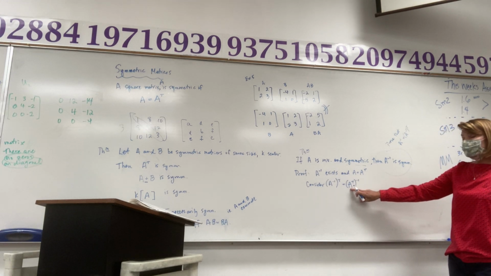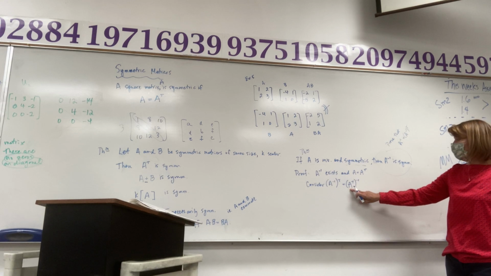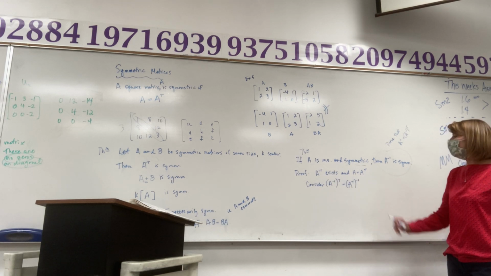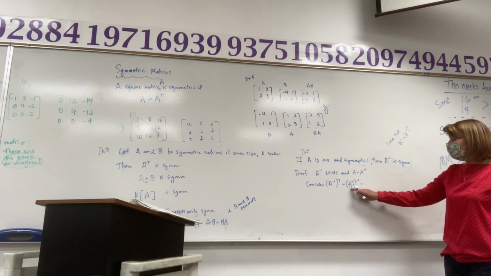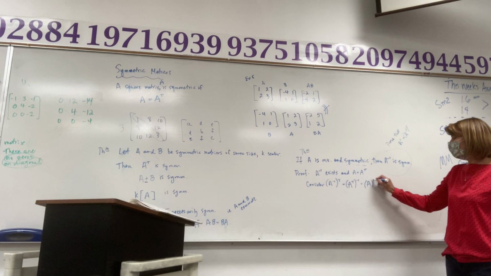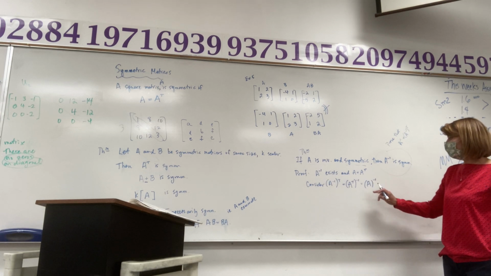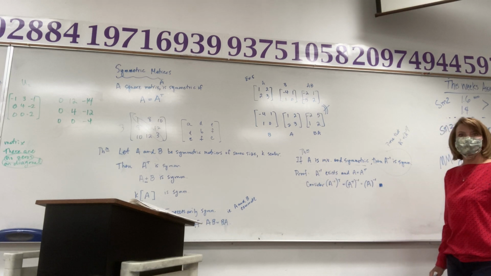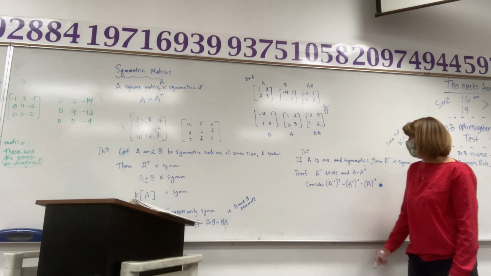But what do we know about A transpose? It equals A. Wait, am I saying that right? Oh, yeah, because it's symmetric, A transpose equals A. And now we have, so that's the end of the proof. That little square means, and so it is done, or whatever, I don't know.